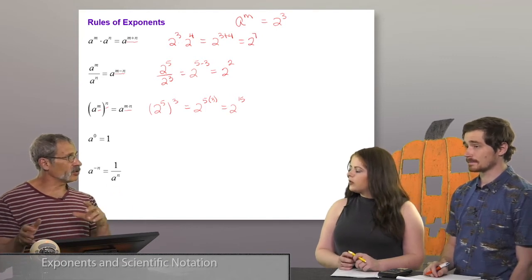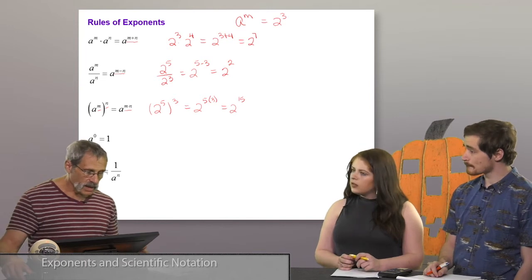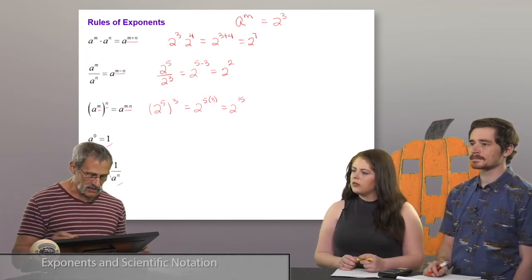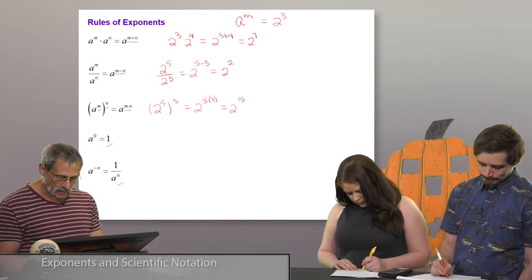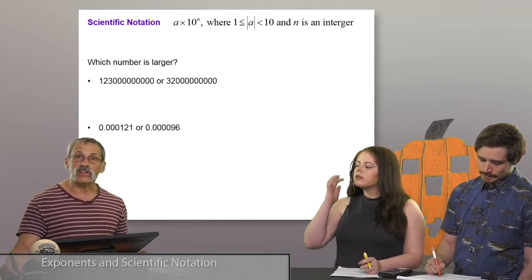3 groups of 5 2's is how many 2's? 15. Bravo. And then finally, a to the 0 is 1, and a to the negative n is 1 over a to the n.